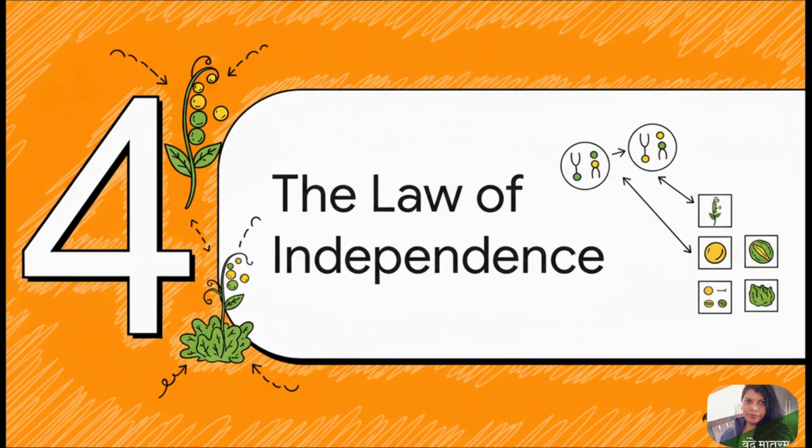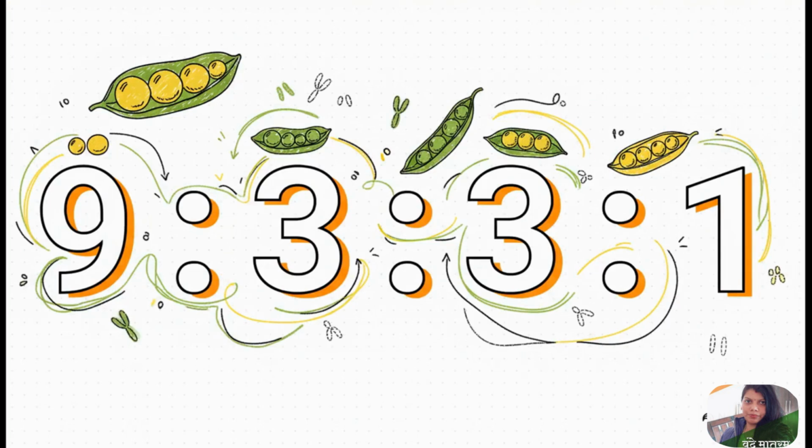But what about multiple traits at the same time? Does having yellow seeds mean a plant is more likely to be tall? Or are different traits inherited independently of each other? To answer this, he performed an even more complex experiment, a dihybrid cross, looking at two traits at once, like seed color and seed shape, and the results produced this beautiful complex ratio, 9-to-3 to 3-to-1. Now, this number might look complicated, but it was the final piece of evidence he needed.